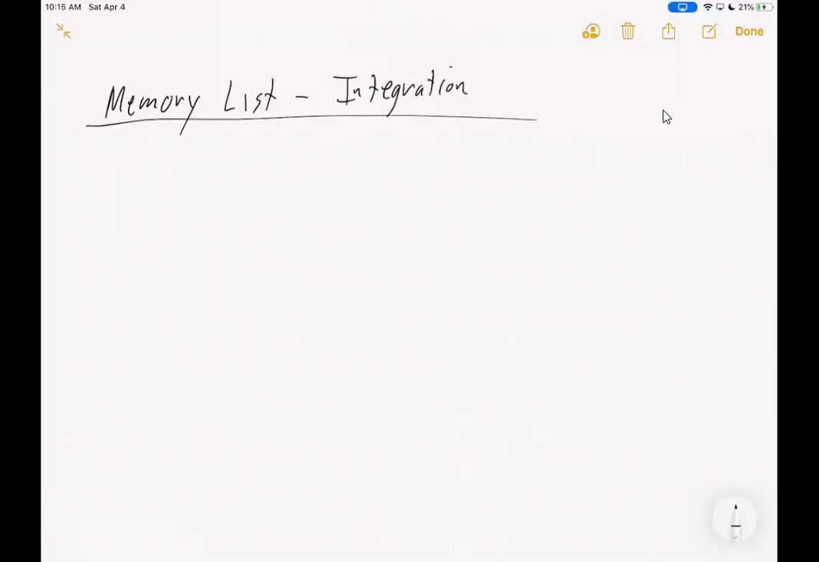Okay, so now we're ready for some more memory list work, but this time memory list for integration. Let's make sure we remember some of these, and we'll throw in a few specific examples. I'll write it and you see if you remember it.